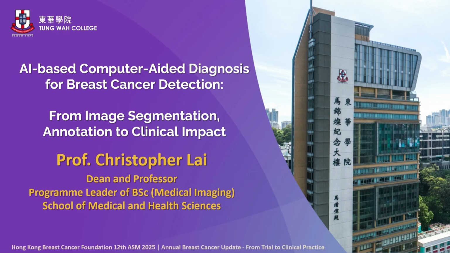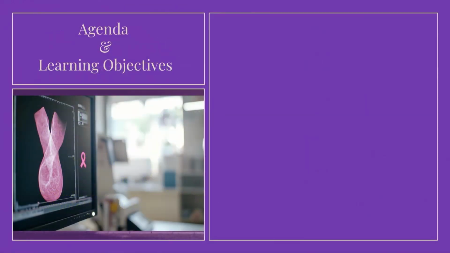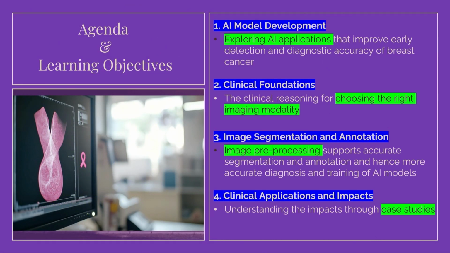So my talk is about the AI-based computer-aided diagnosis for breast cancer detection. So I will cover a bit on the image segmentation, annotation, and clinical impacts. So my agenda will be split into 4 different parts. And the first part, I will give you a very brief overview about AI. So basically, anyone who may not have any exposure before about AI, you will know a bit after my talk.